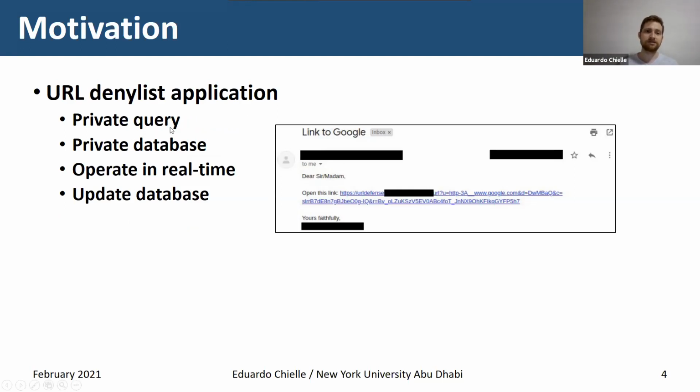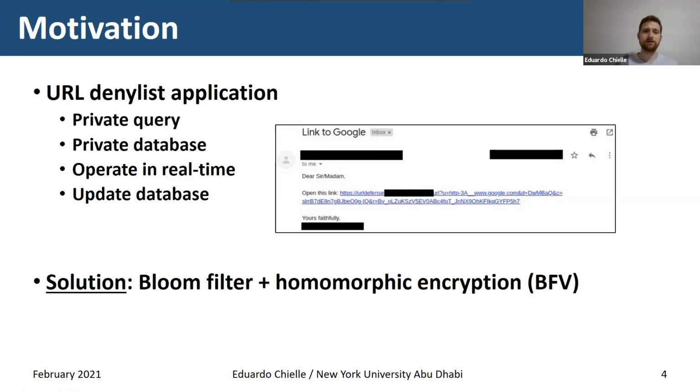Another thing is that we have to operate in real time, because no user is willing to wait minutes or even seconds to open a link. And finally, we need the ability to update this database, because new malicious websites may be added or maybe something needs to be removed from the database. To solve this problem, we propose a solution using Bloom filters, which is a probabilistic data structure, and homomorphic encryption, which is a type of encryption that lets you operate directly on encrypted data.